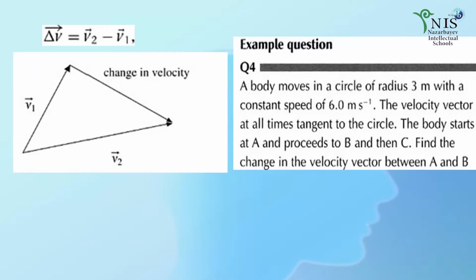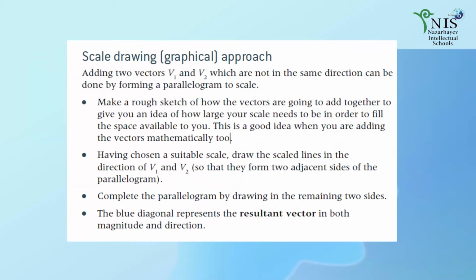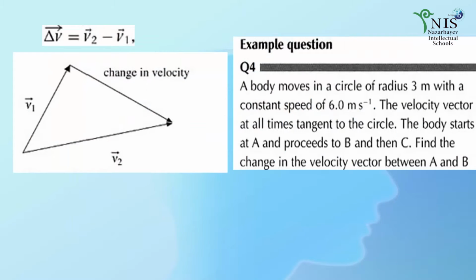For example, you can solve this problem. A body moves in a circle of radius 3 meters with a constant speed of 6 meters per second. The velocity vector is at all times tangent to the circle. The body starts at point A and proceeds to B and then C. Find the change in velocity vector between A and B. You can see it on the next slide.